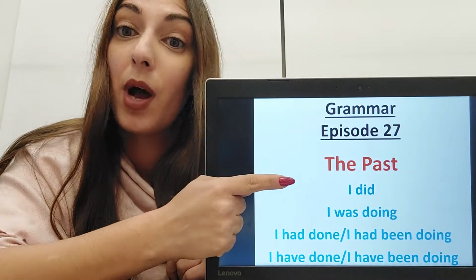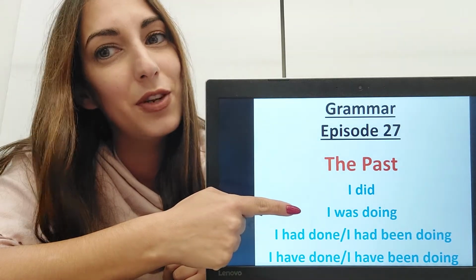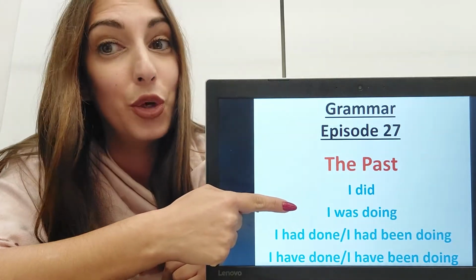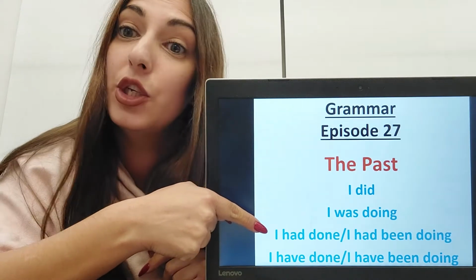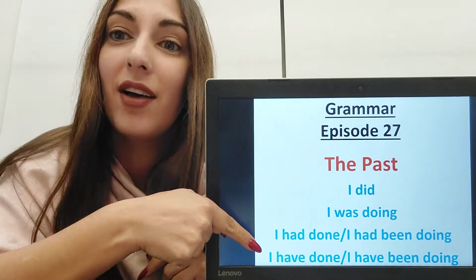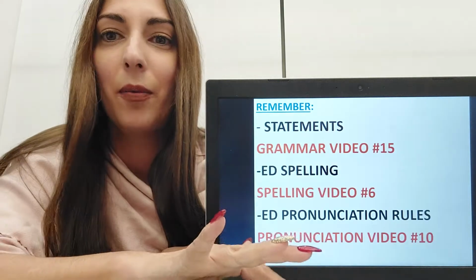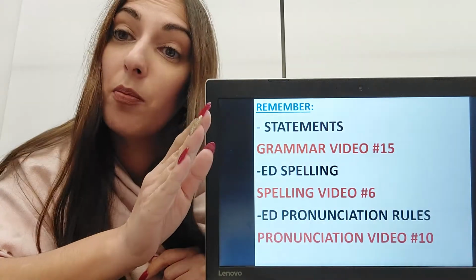So we're going to look at past simple, I did, past continuous or past progressive if you know it in that way, I was doing, past perfect, I had done, I had been doing, and present perfect, I have done, I have been doing.